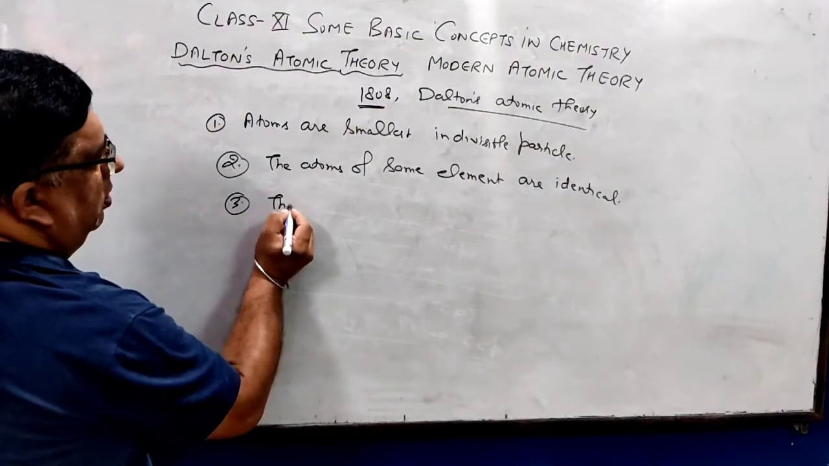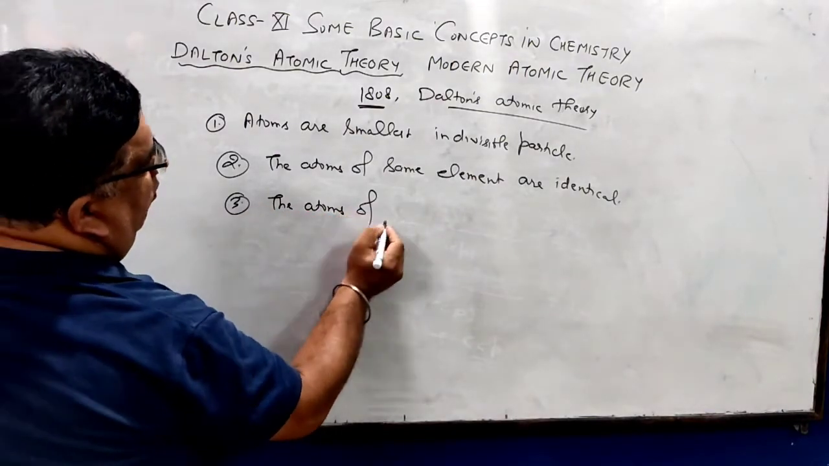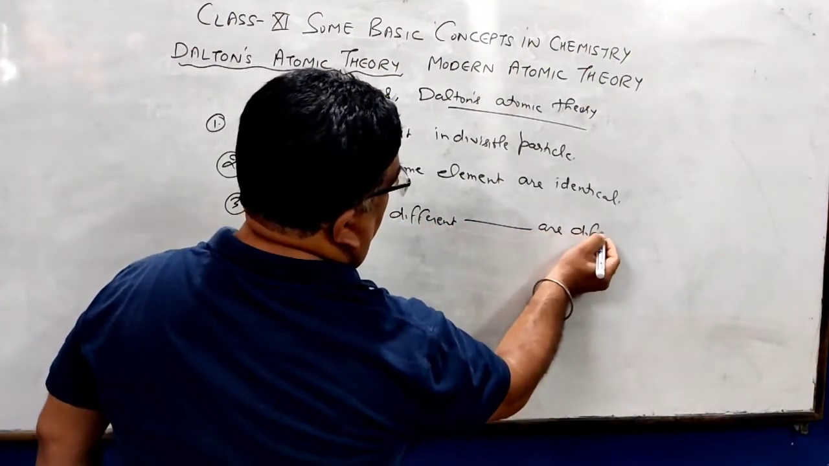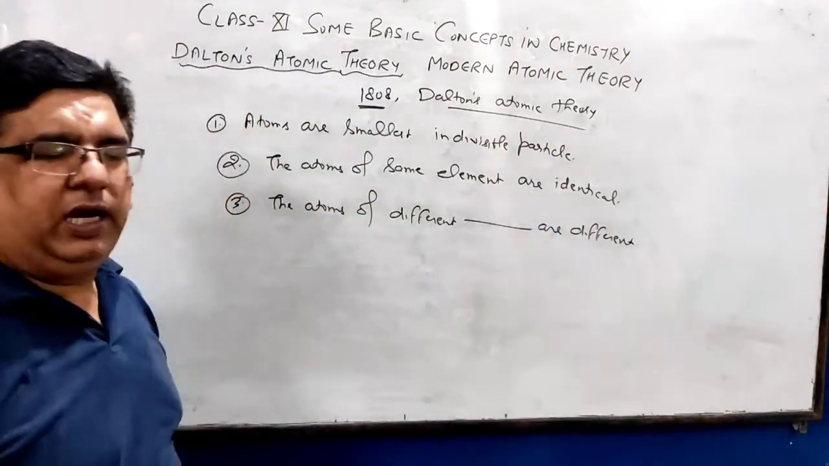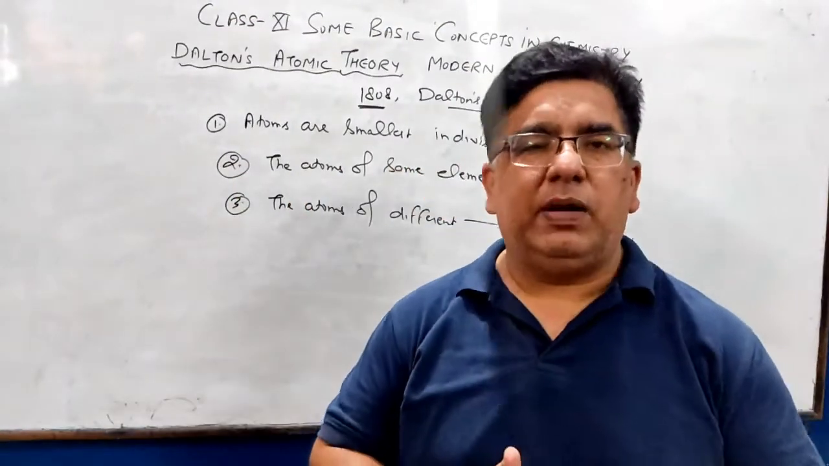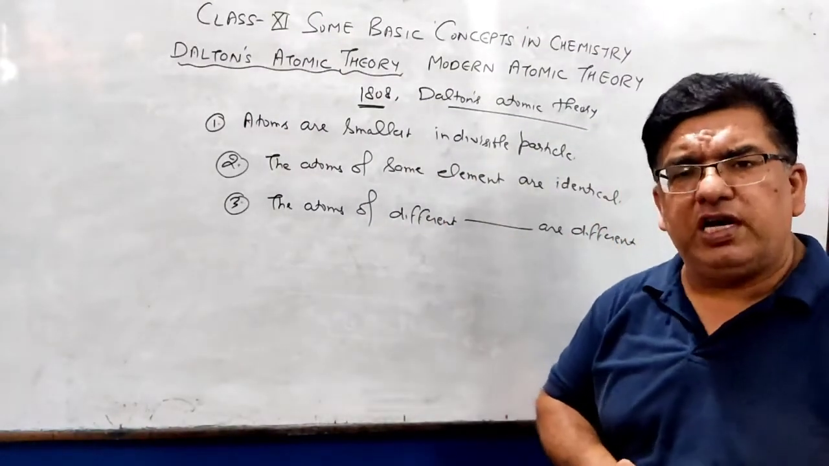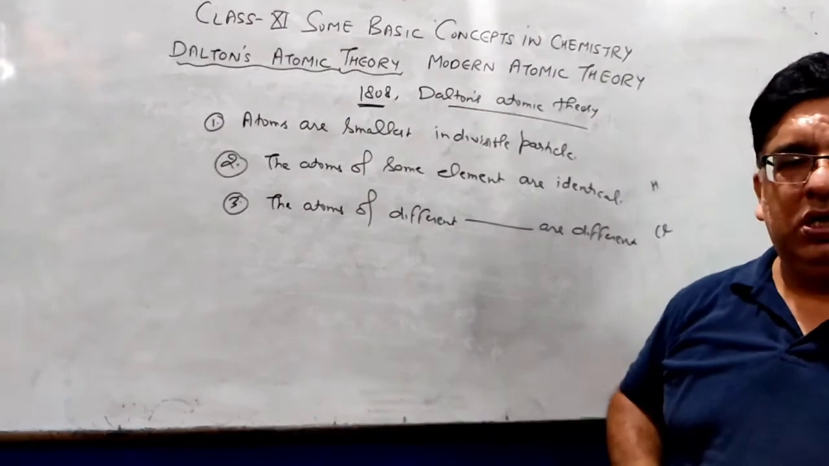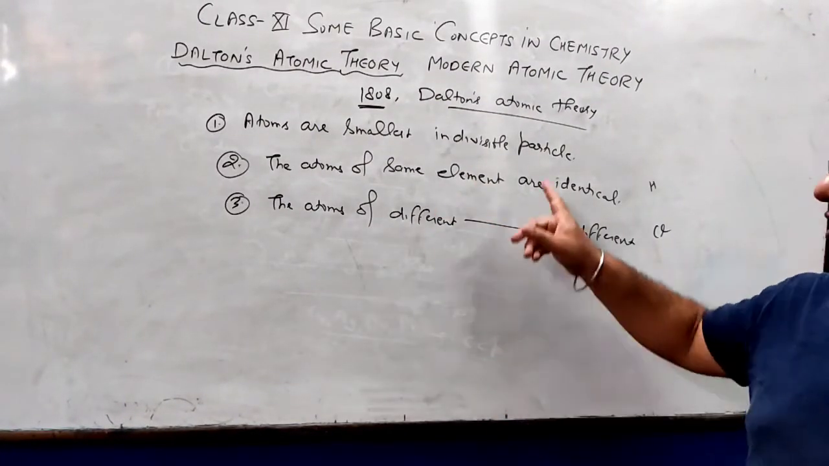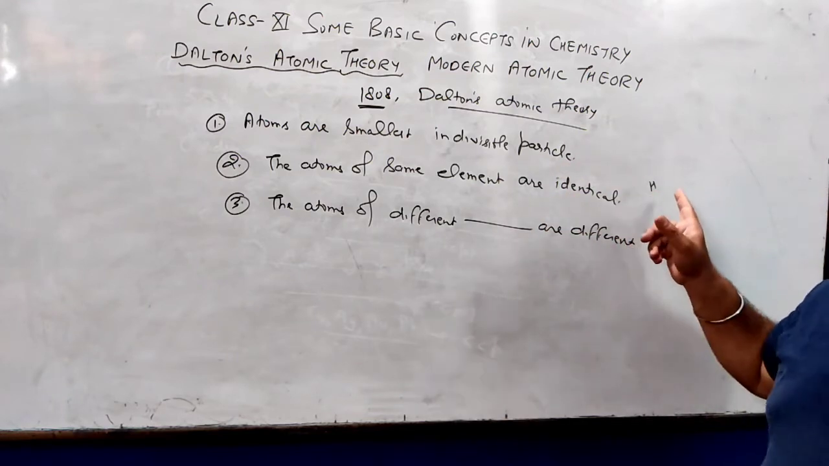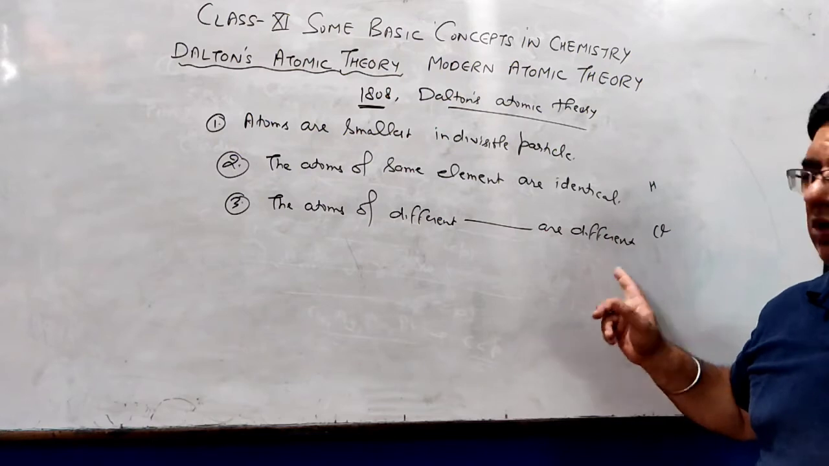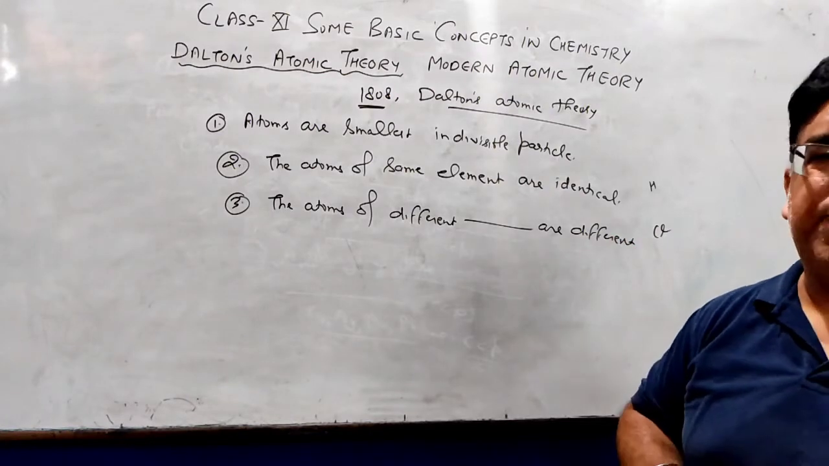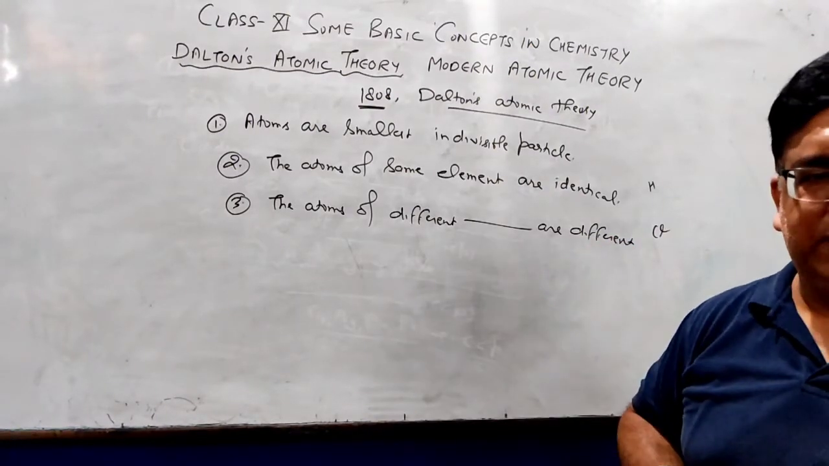The next point is, the atoms of different elements are different in all respects. He says that atoms of the same element are the same in all respects and atoms of different elements are different in all respects. It means if we have one atom of hydrogen and one atom of chlorine, then according to Dalton's theory these are atoms of different elements, so they will have different properties. And if you have 100 atoms of hydrogen or 100 atoms of chlorine, then they will have the same properties. It means they are identical in all aspects.